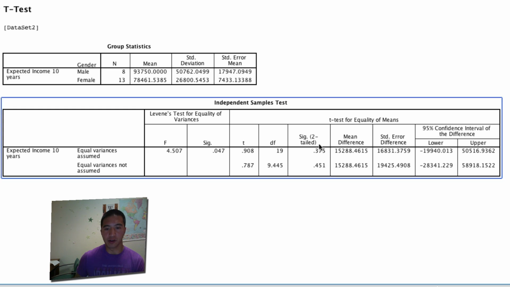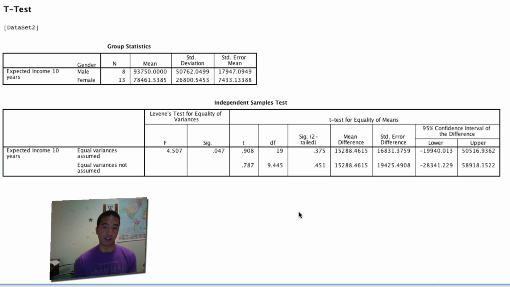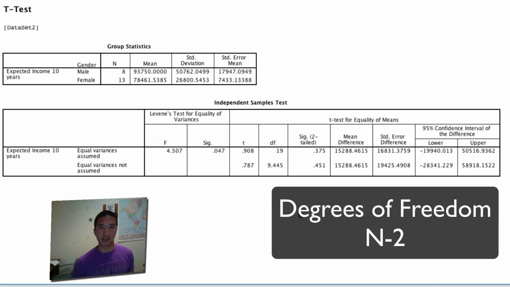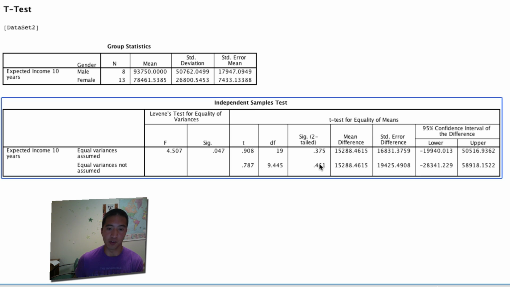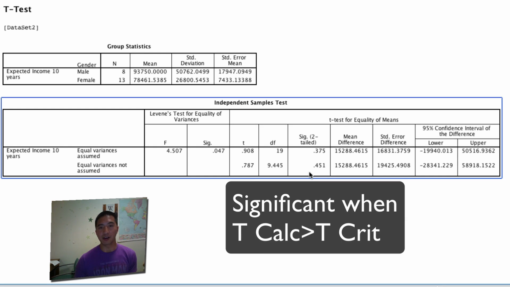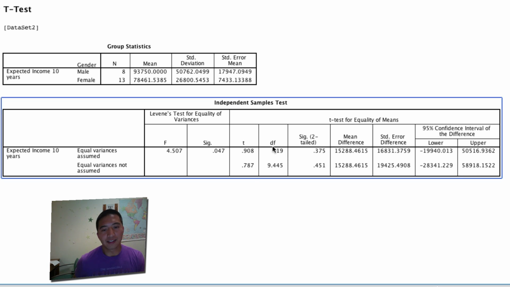You will notice that we are given our degrees of freedom. Now, degrees of freedom are indicated by n, the number of observations, minus 2. And this t is our t calculated. Without even using the SPSS significance over here, which is what we will be looking at ultimately, we can figure out if our t value, t calculated, is higher than t critical. If t calculated is higher than t critical, that means it is significant. If it is not higher, it doesn't meet the threshold. It is not significant. Here we have 19 degrees of freedom.